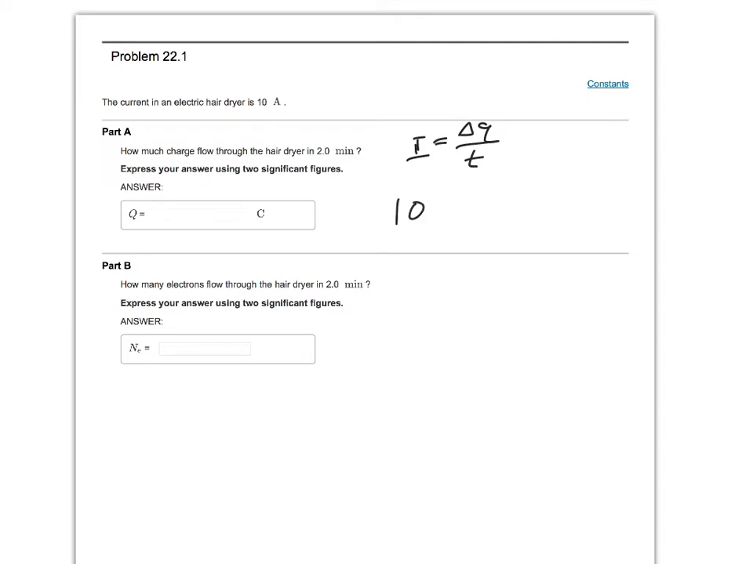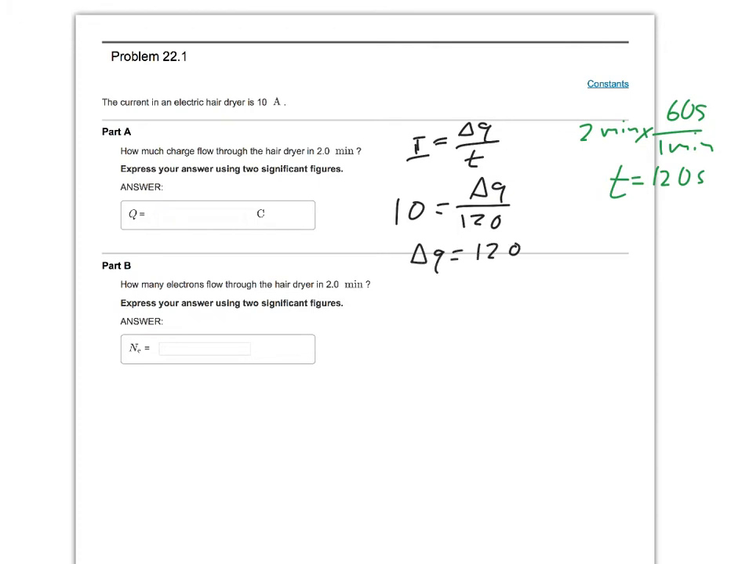Our time is 2 minutes, which we need to convert. So 1 minute is going to be 60 seconds, and so our time is actually going to be 120 seconds. So we'll put that in for our time, and that's going to allow us to solve for the amount of charge. And we end up finding that our charge here is going to be 1,200 coulombs. Okay, already rounded to 2 sig figs, so we can just put that as our answer.